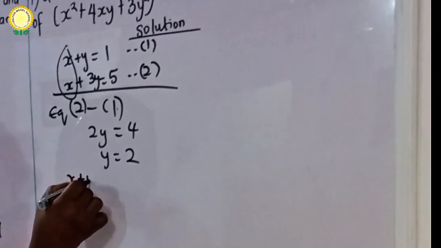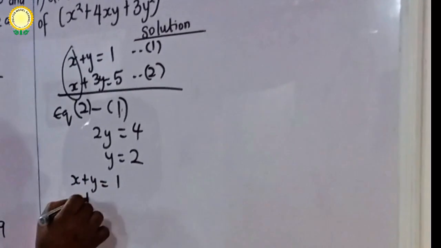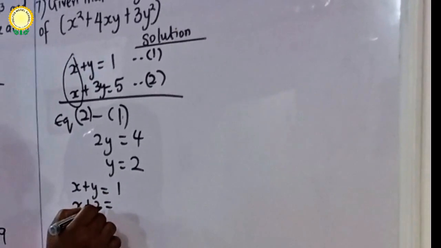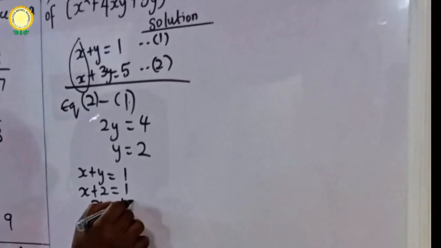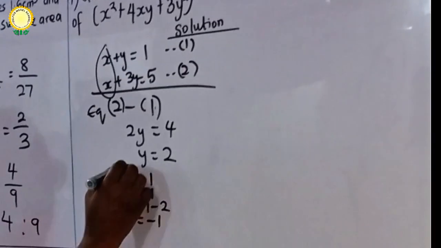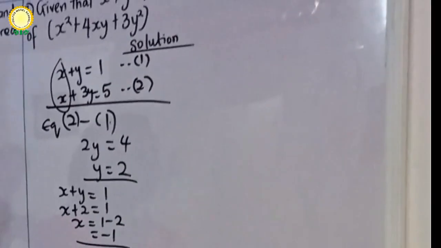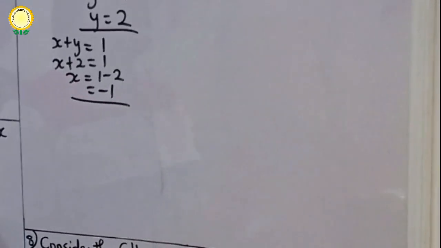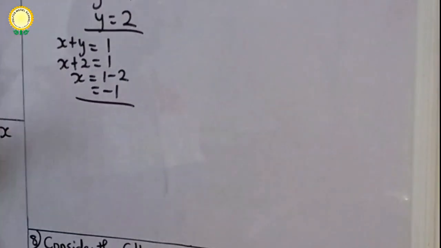How do we get x? We go back to any of the equations above. x plus y equals 1. y is 2, so you substitute for y. So x will be equal to what? 1 minus 2, which is equal to minus 1. So x equals minus 1 and y equals 2. We've gotten our values for x and y. Then we substitute in this expression.